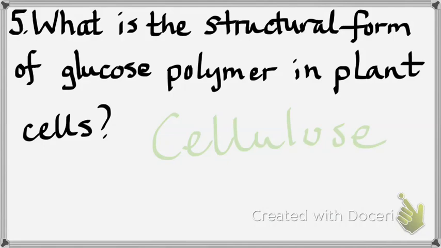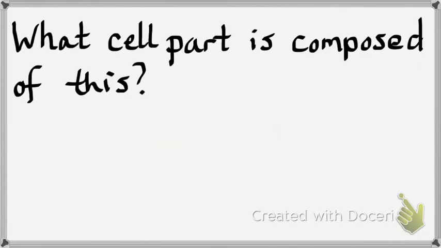But okay so far? Great. What cell part, this would be a plant cell part, what plant cell part is composed of cellulose? Cell wall. Good job. In plants, the cell wall is made out of cellulose.